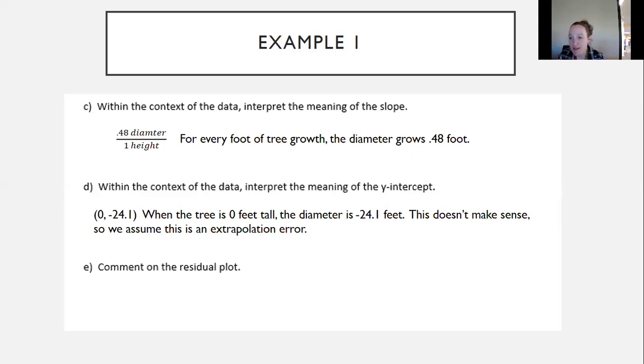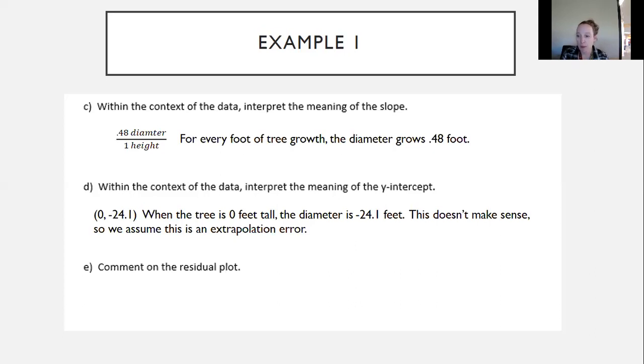It doesn't make any sense. How can a diameter be negative? Well, just write it like that and then tell me that doesn't make sense because it's an extrapolation error. We'll talk a little bit more about extrapolation in class, but sometimes your y-intercept really doesn't make sense. It's okay, just interpret it and explain it.